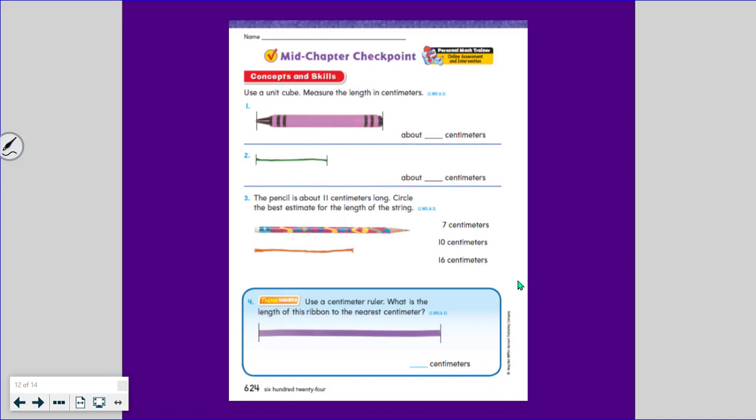All done? All right, so here are the answers you should have gotten. The crayon is about 9 centimeters. The string is about 7 centimeters. And the ribbon you should have gotten is 13 centimeters.